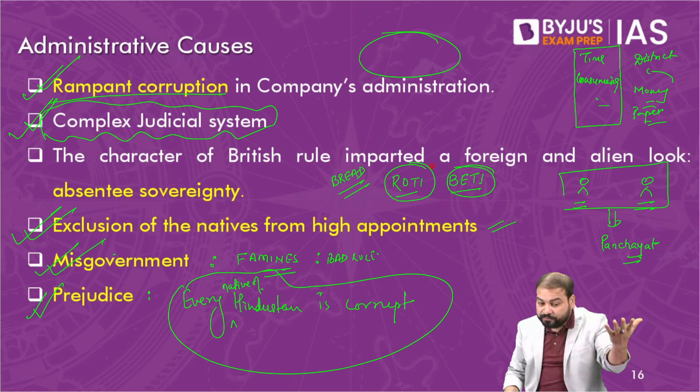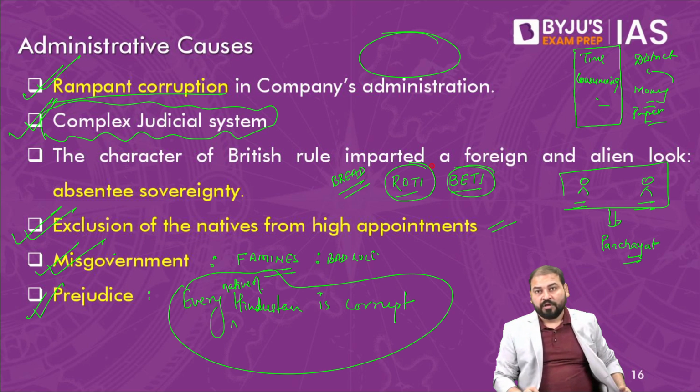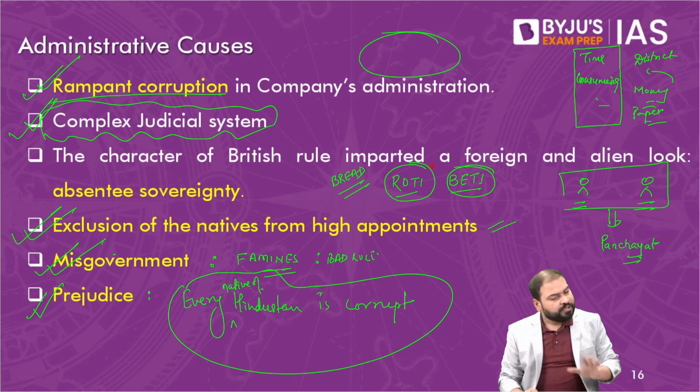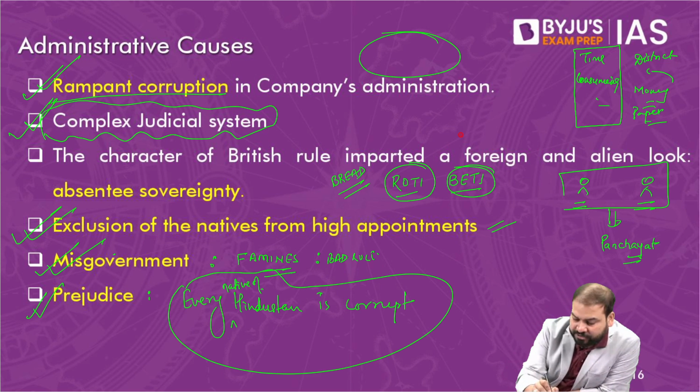Now think about the British. Think about the British. Britishers always remained alien. See, before the British, the Mughals came from outside.